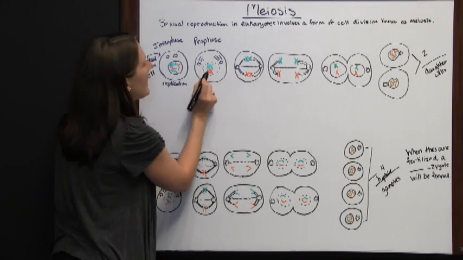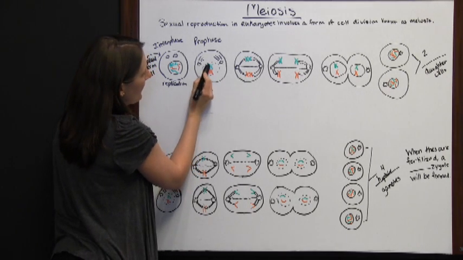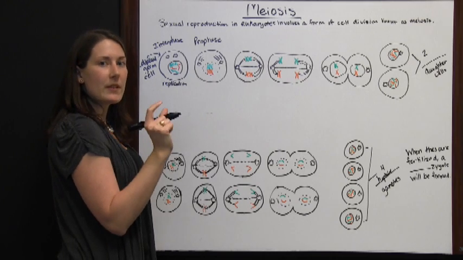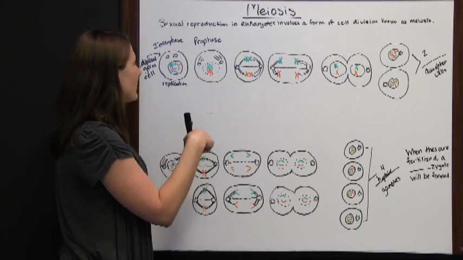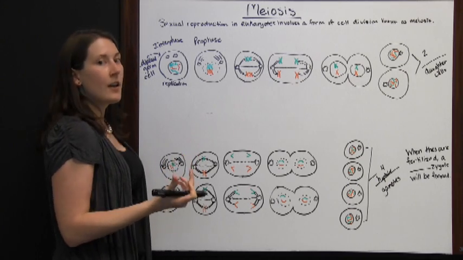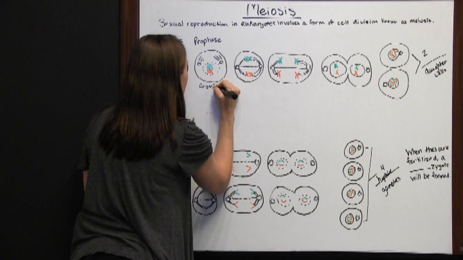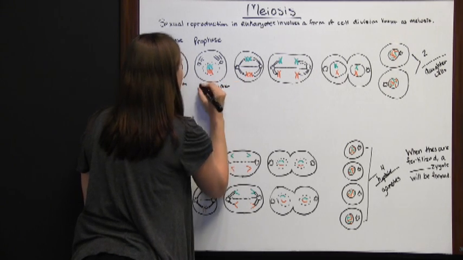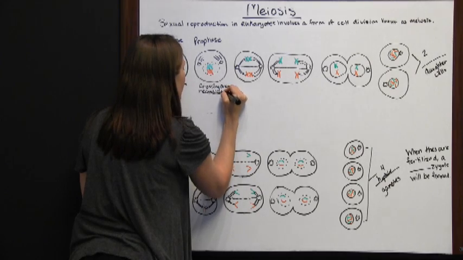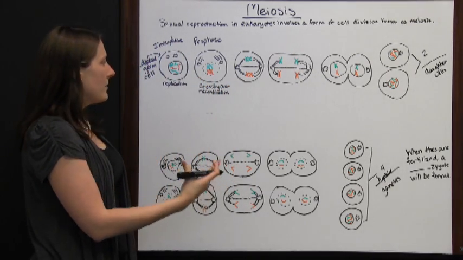It's an exact copy, and they're going to cross over a little bit at these points here, and where those cross over, they kind of swap a little bit of genetic material. So each one of these pairs is going to take a little bit of the other pair, and that is called crossing over or recombination. So you're just kind of jumbling up the maternal and paternal bits before the division starts to take place.